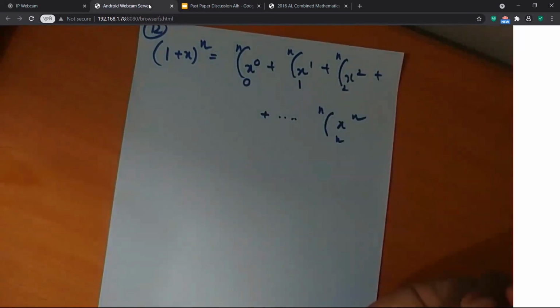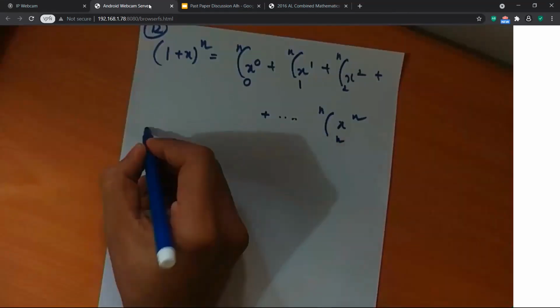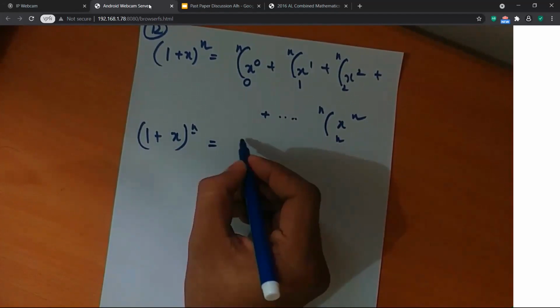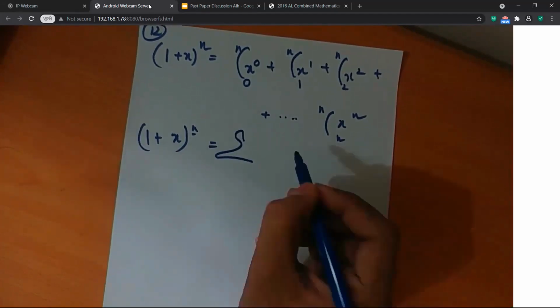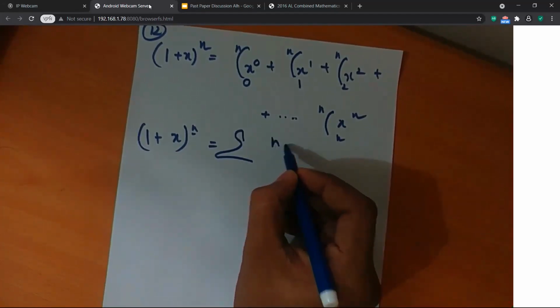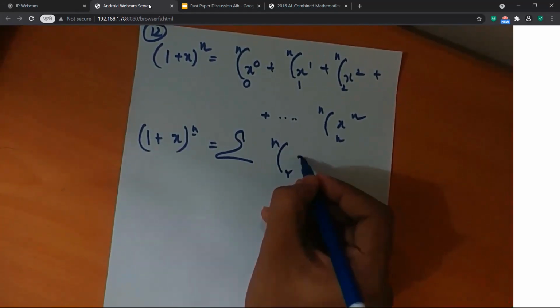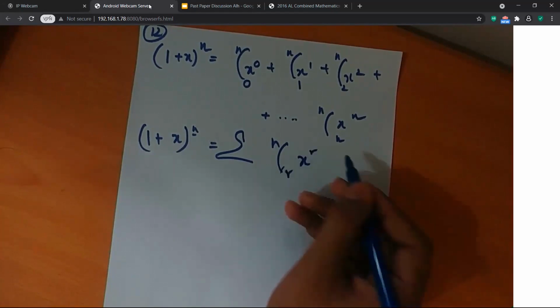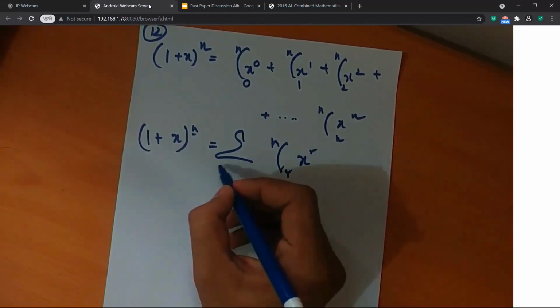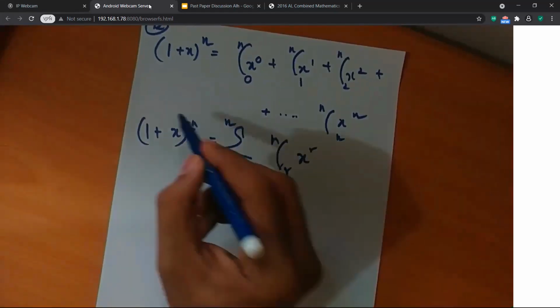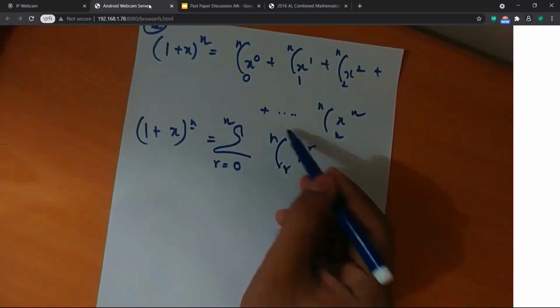Or if you want to write it in another, simplified way, (1 plus x) to the power n can be written as sigma nCr, x to the power, the same power here should come here, x to the power r. What is r? r goes from 0 to n. Now, don't just write this, but also explain what is nCr.